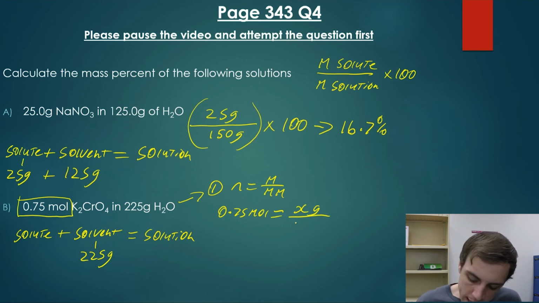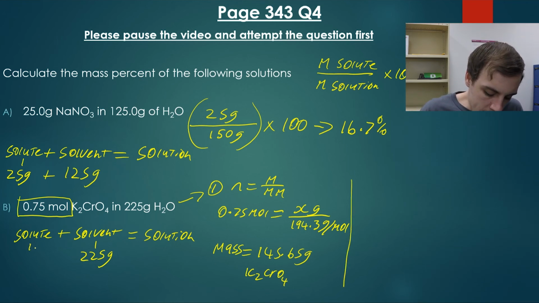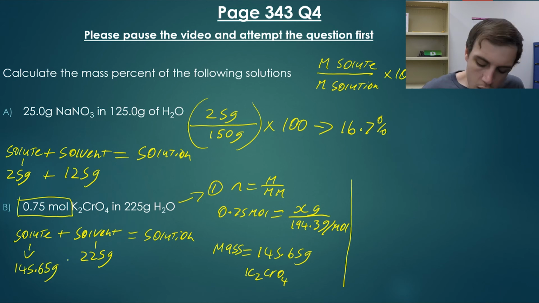And the total molar mass is 194.3 grams per mole. So we rearrange this formula over here. So it's going to be 194.3 times 0.75, which means that the total mass will equal 145.65 grams of potassium chromate. So now that we've done this first step and we now know the total mass of the solute, we can now calculate our mass percent.